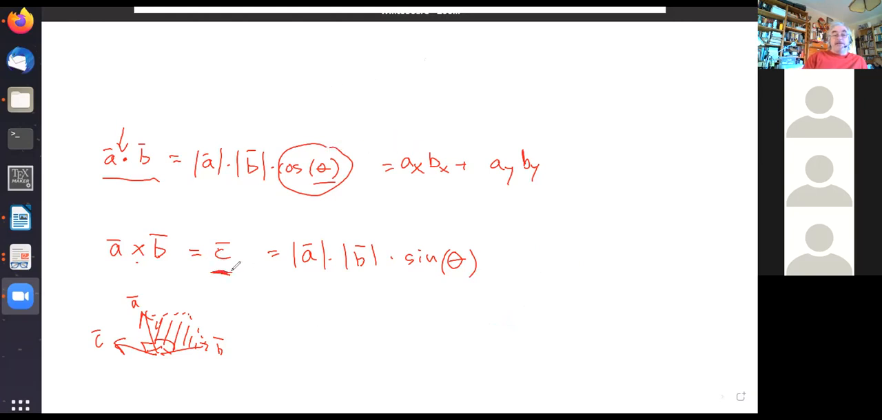How to calculate this vector? Yeah, you can set up a 3 by 3 determinant. So AX, AY, AZ, BX, BY, BZ, and then these EX, EY, EZ could be the unit vectors in the XYZ directions. This is described in the lecture notes, how to do it in practice.